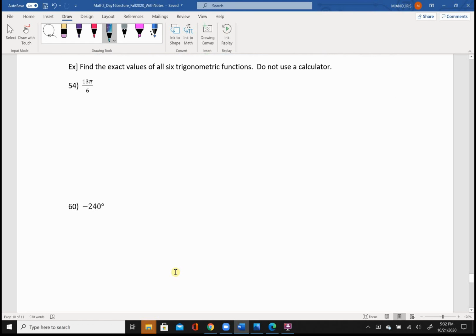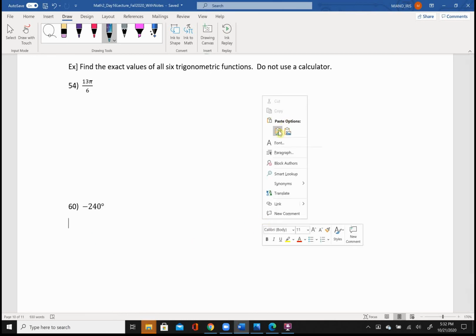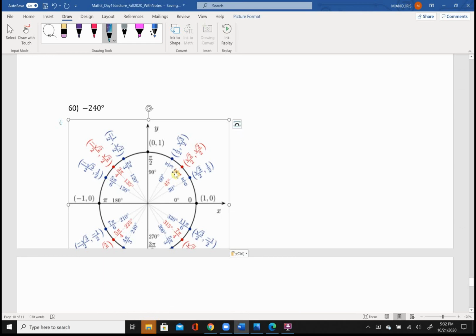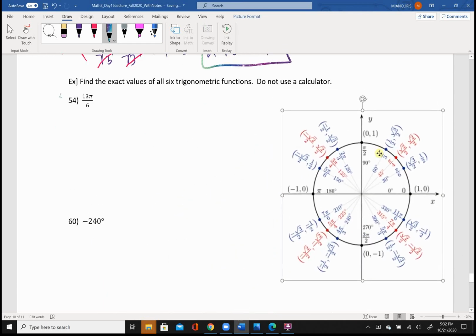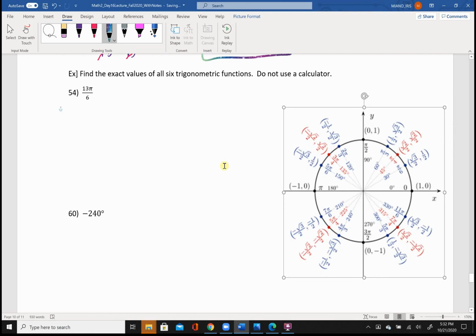Let's find the exact values of all 6 trigonometric functions for these 2 different angle measures. One of them, of course, is in radians here with number 54, and then another one in degrees. And furthermore, the degree measurement is negative, so it's extra fun. Okay, referencing a unit circle might behoove us here, so I'm going to give myself another iteration of that. Put that off to the side while I work on both of these problems.